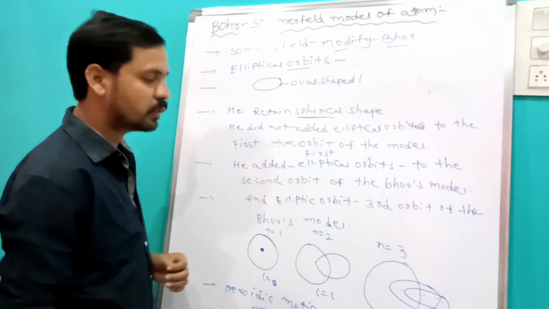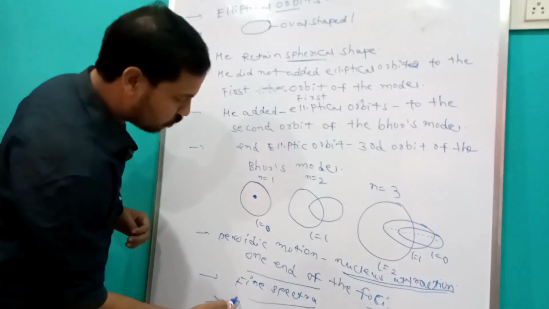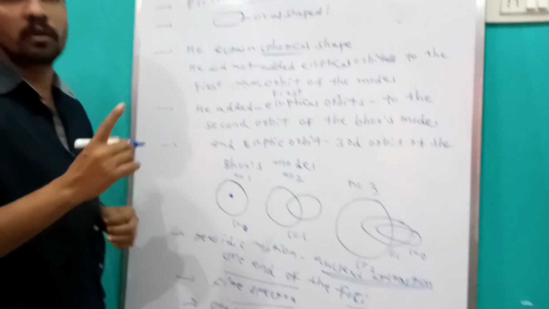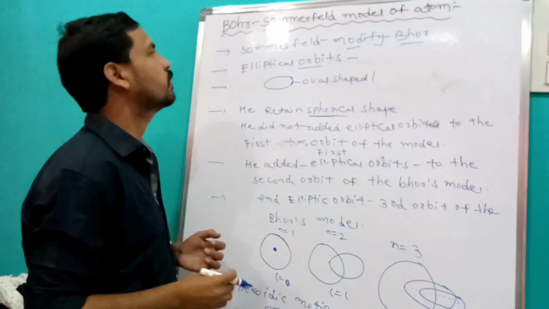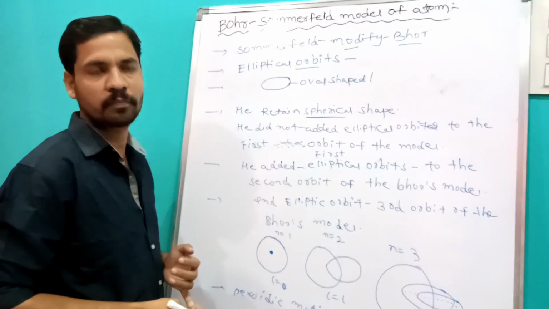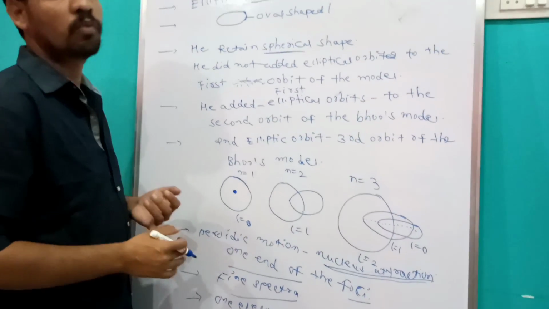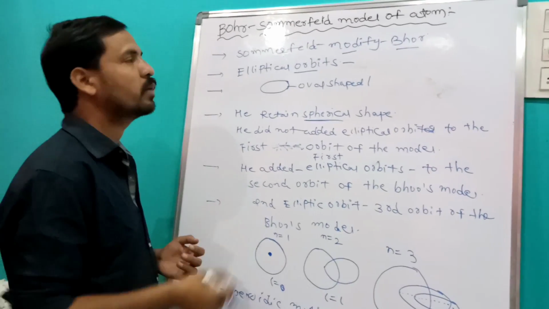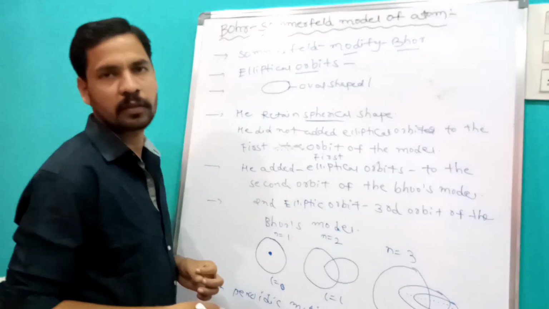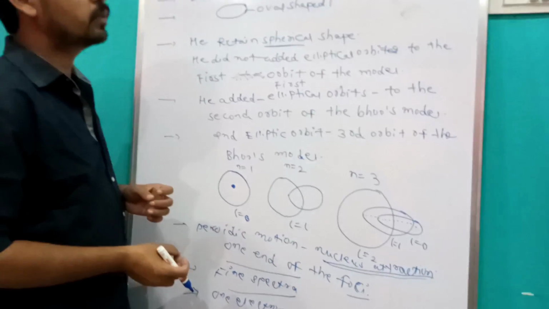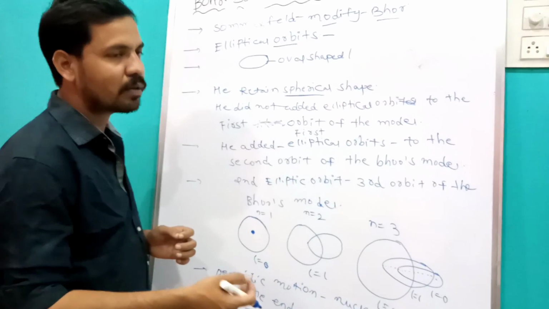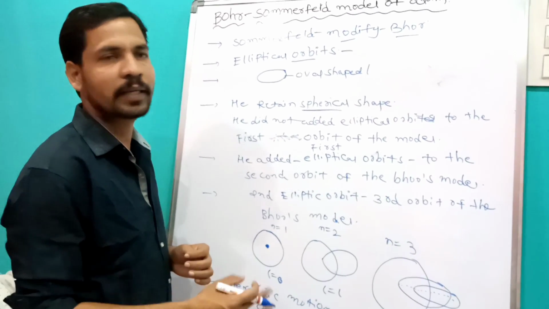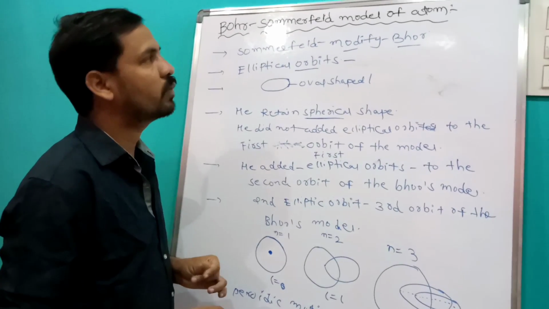But what are the limitations? It is suitable for only one-electron atoms. If only one electron is present, it is explained by Bohr's and Sommerfeld's model, but it is not useful for atoms with more than one electron, two or three electrons. It is not possible to explain by the Bohr Sommerfeld model of the atom. One more limitation is that the electrons revolving in fixed stationary states are also not explained by the Bohr Sommerfeld model.